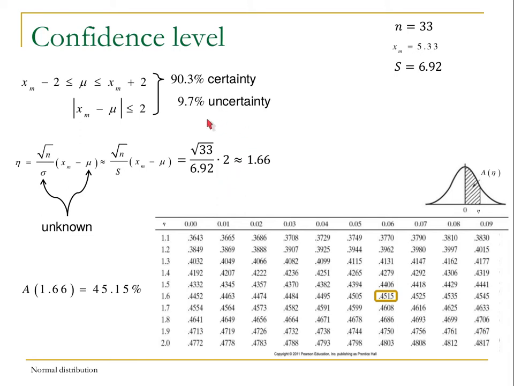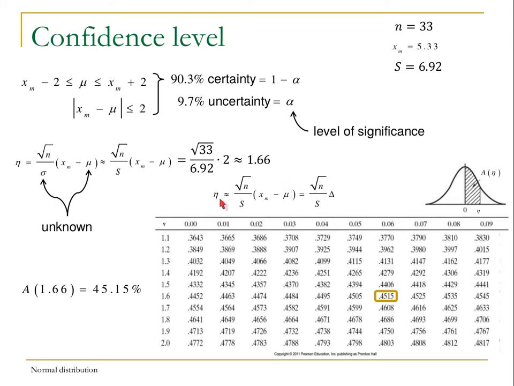One other way of looking at this is that we have 9.7% uncertainty, and that introduces this term level of significance, and it's given the variable alpha is associated with the level of significance. So 90.3 is 1 minus alpha, and that's a variable that you'll see often associated with these confidence levels and confidence intervals.